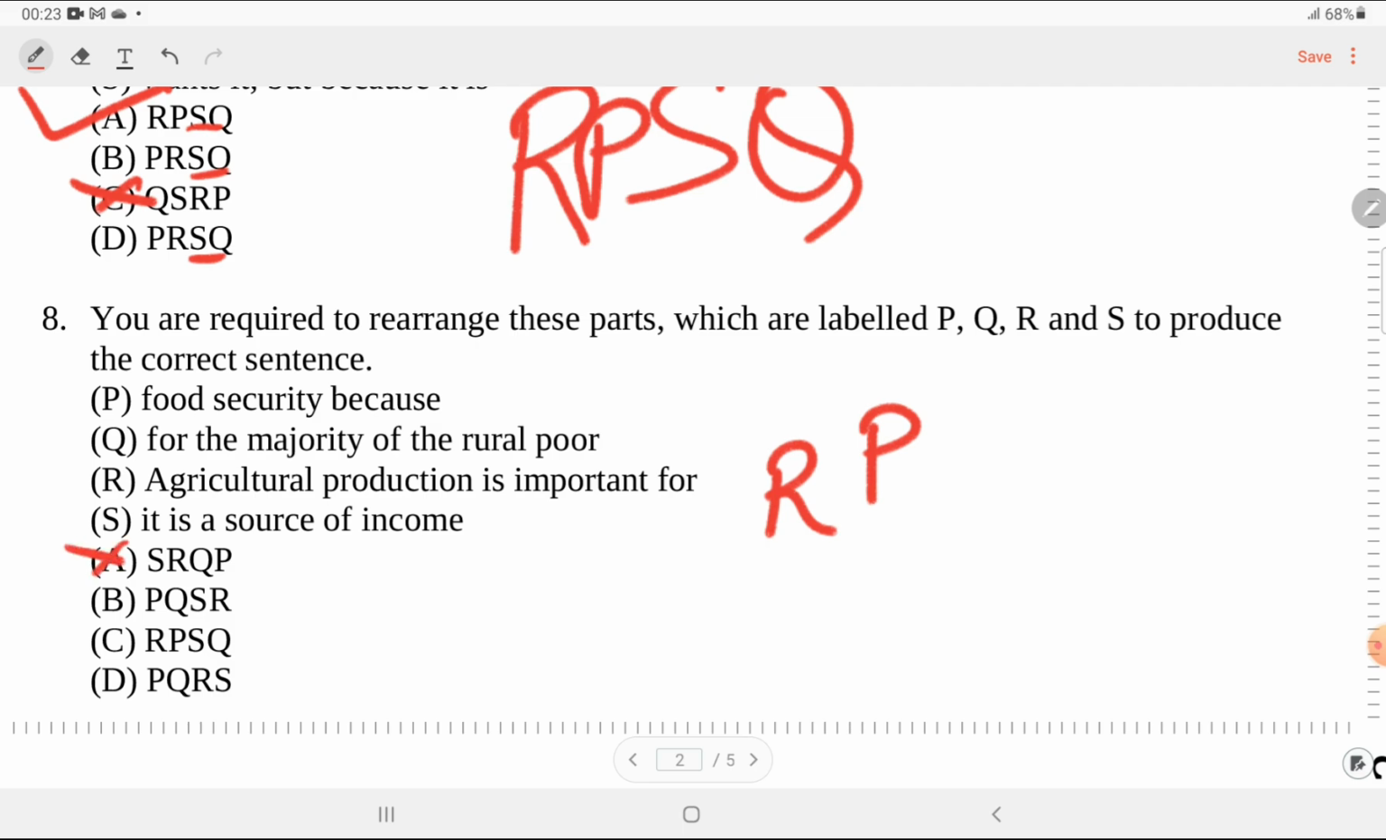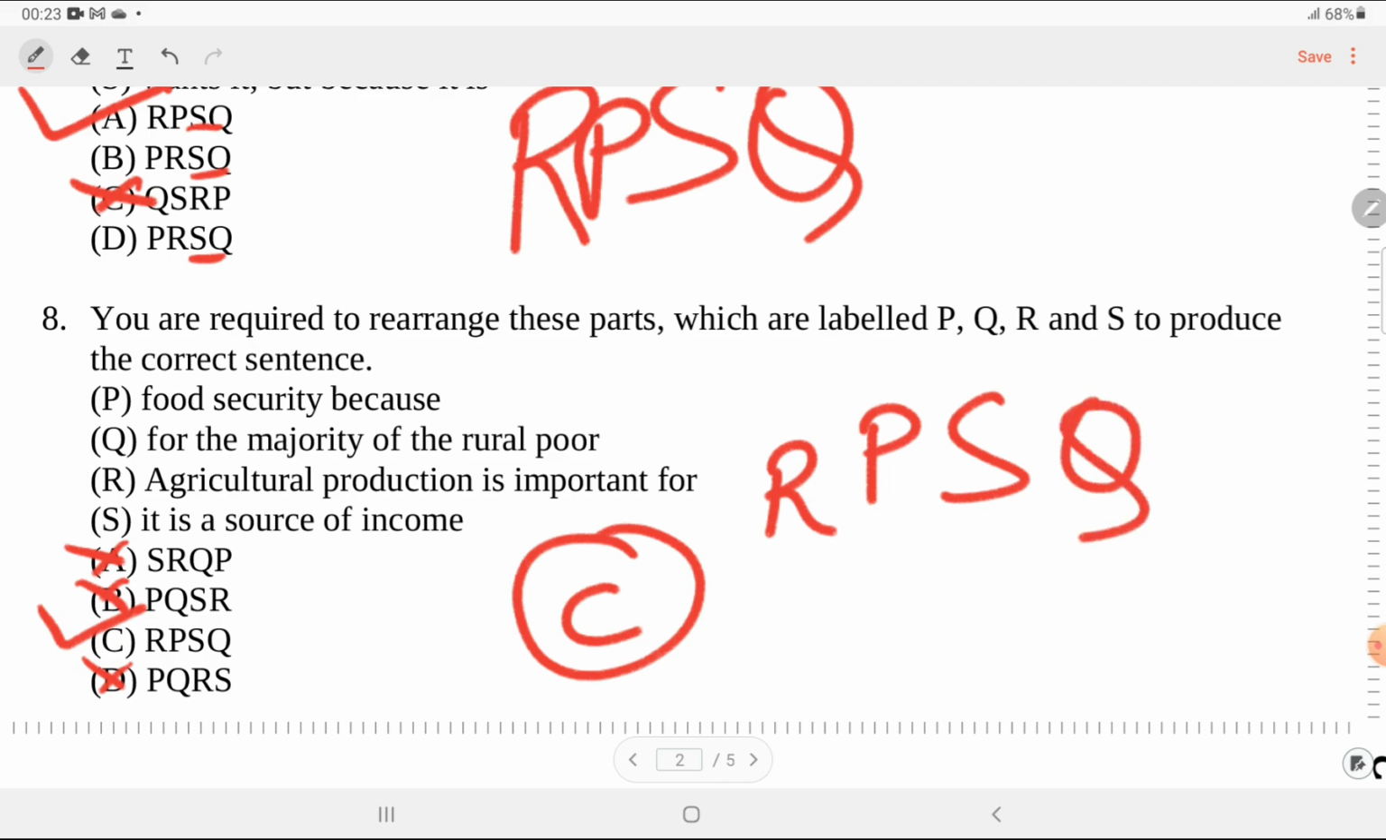Here I do not have. Here also I do not have. And here also I do not have. I just have in C. So 8C is the correct answer. Okay. It is RPSQ. Now 9th.